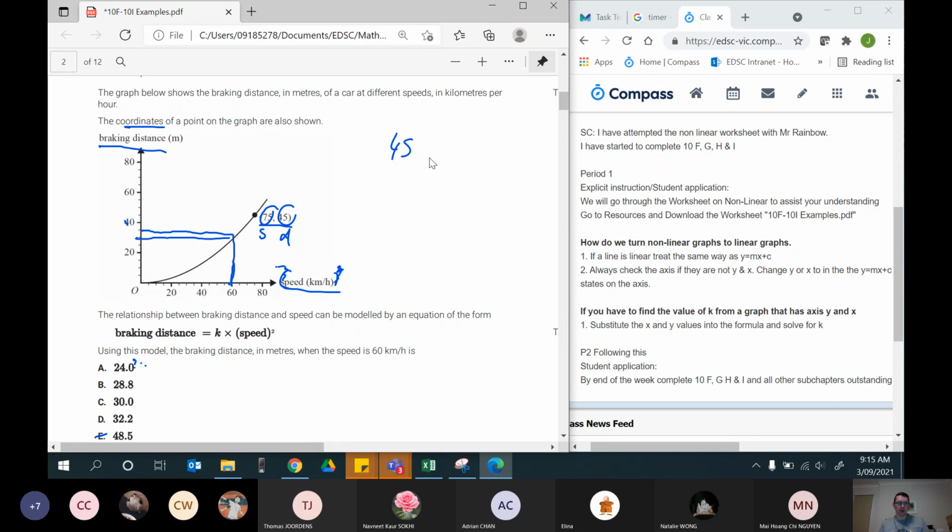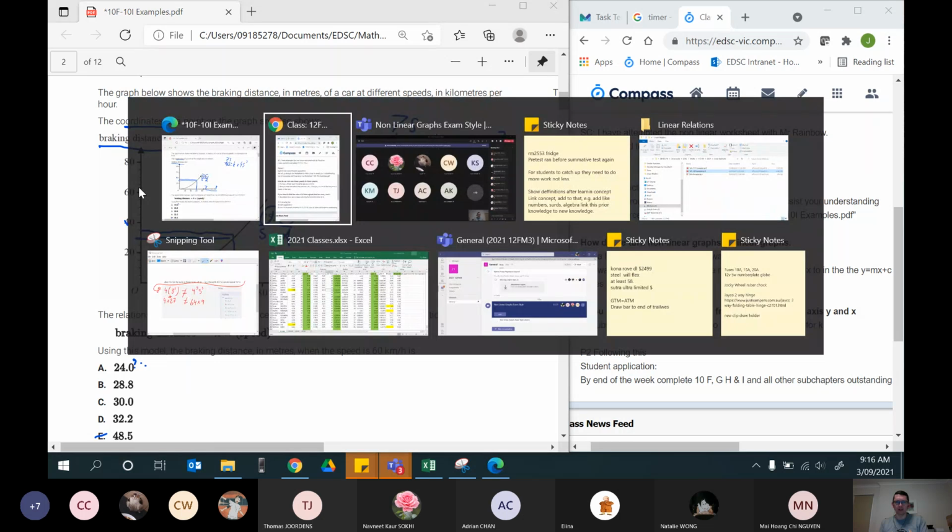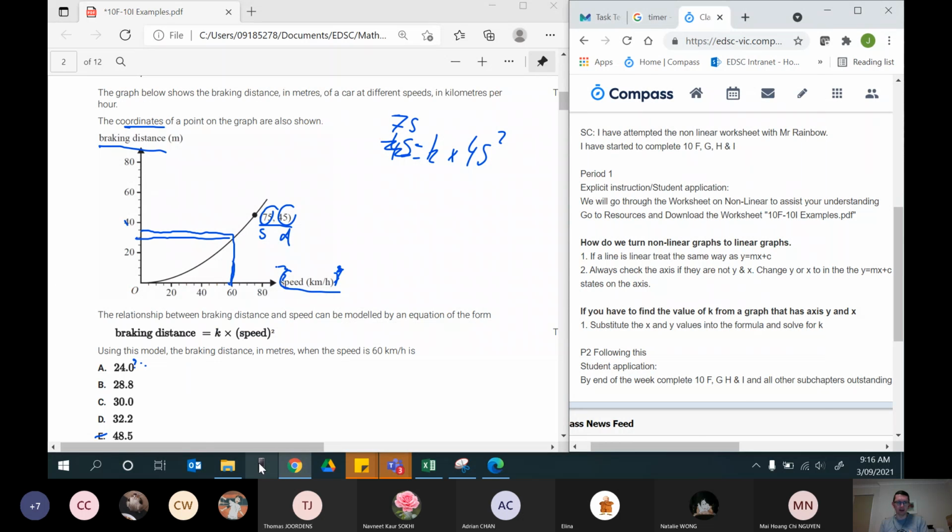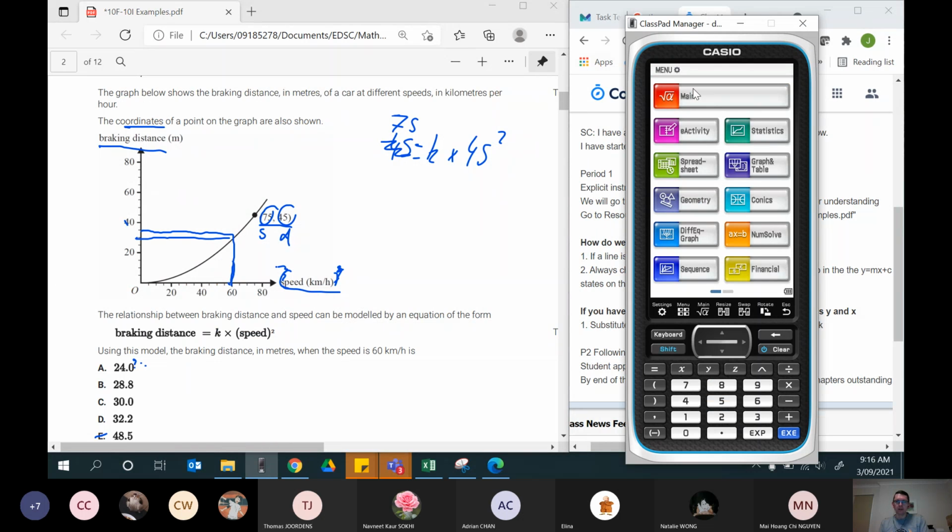So I'm just going to substitute it in for y equals k times x, and that needs to be squared. Okay, and then, oops, that should be 75. Nearly made a mistake there. So I'm just double checking my figures. 75 equals k times 45 squared, and I'm just going to solve that for k. I don't know what 45 squared is quickly, so I'm just going to do this on my class pad, which I closed for some reason.